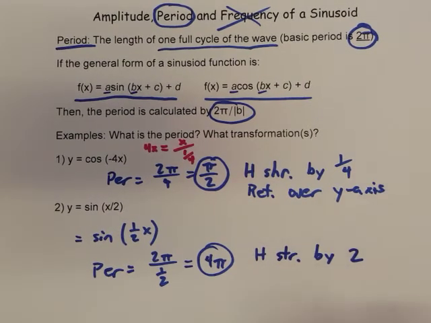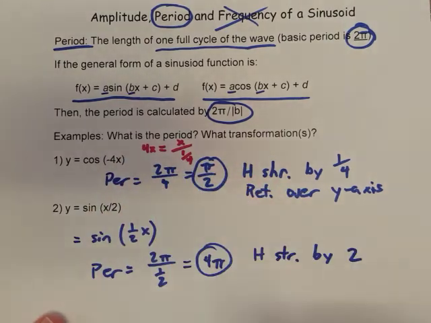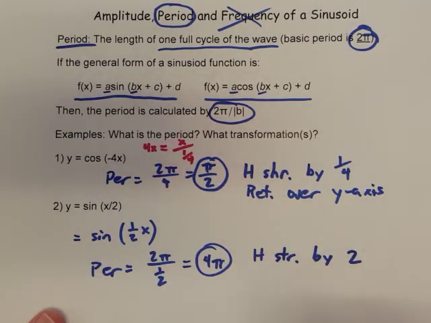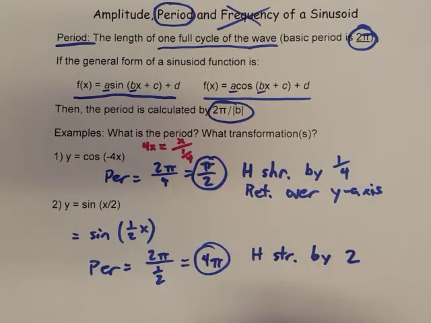So when we're talking about horizontal stretch and shrink, it's because of the period. Period starts at 2 pi. We change that based on the coefficient there, and so amplitude and period will be those two things that we use to help us graph different sines and cosines by hand.